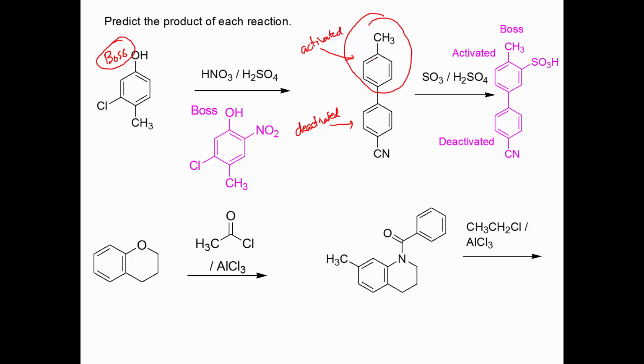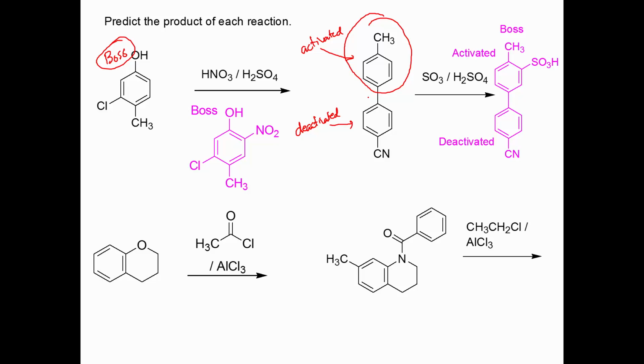And we're going to see that attack is going to occur in the activated ring, ortho or para to the methyl group. It's not going to occur para because there's something already here, and the product is the one that you see right there.